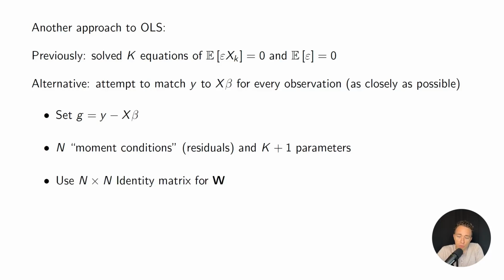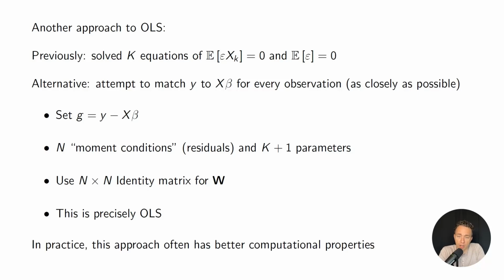So here we can use the n by n identity matrix as our weighting matrix because we have more moment conditions than parameters. So without any prior information, we don't know which of the residuals we should put more weight on. So let's just put the same amount of weight on each of them. And what we'll get here is exactly the OLS objective function, and we'll get exactly the OLS estimator formula.